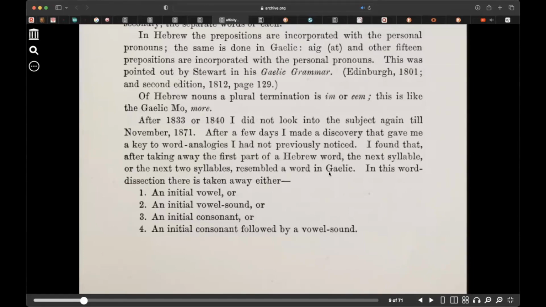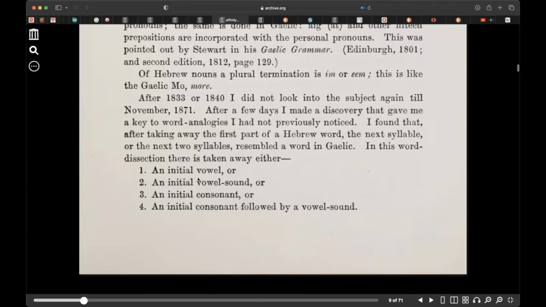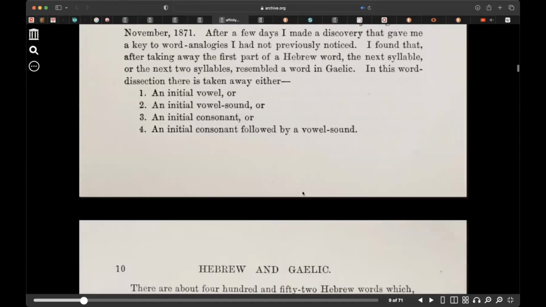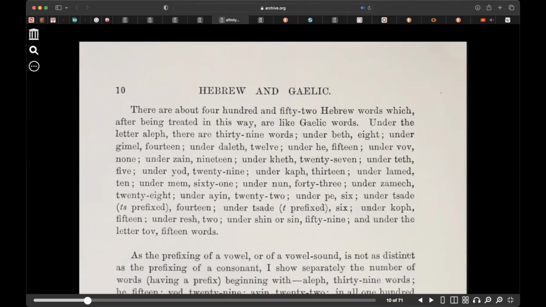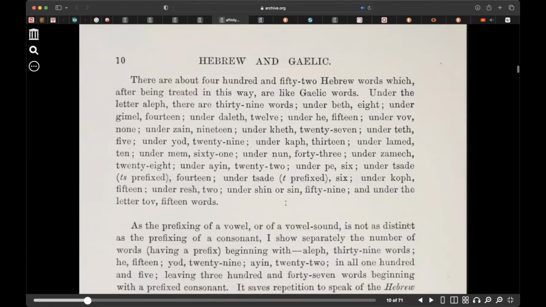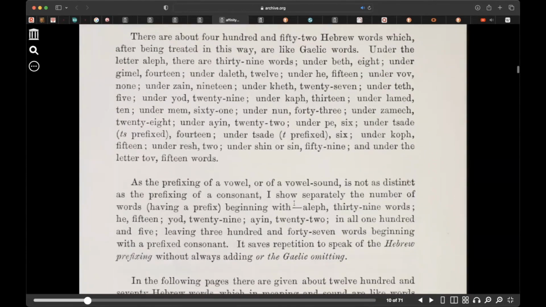All right, you see how he's breaking it down? In this word dissection, there is taken away either an initial vowel or an initial vowel sound or an initial consonant or an initial consonant followed by a vowel sound. There are about 452 Hebrew words which, after being treated in this way, are like Gaelic words. Under the letter Aleph, there are 39 words. Under Beth, 8. Under Gimel, 14. Under Daleth, 12. All right, so he's finding sounds and words with each letter of the Hebrew alphabet, right, or letters, pictorial writing.